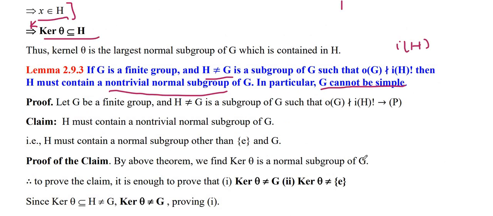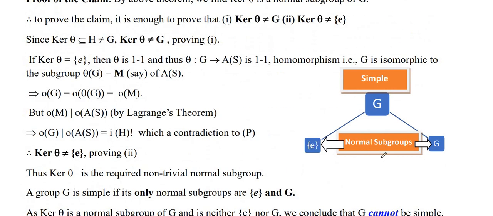But what we are going to say here is G cannot be simple, which means other than these two, this G has a normal subgroup. That is what we are trying to prove. G cannot be simple means other than these two, we have at least one proper normal subgroup.